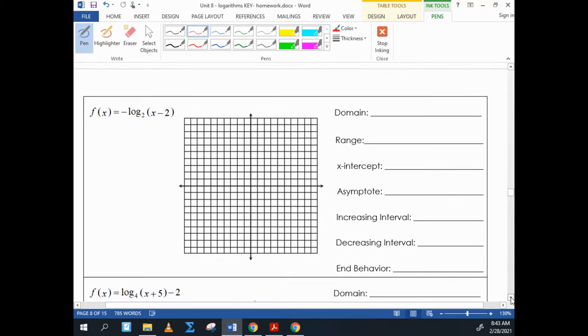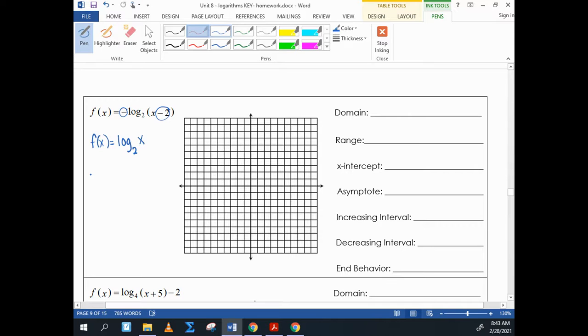This one has a horizontal shift. So again, before I graph this, I'll notice 2 things. Notice that there's a negative right there, and then notice that there's a subtract 2. Before we do that, I'm going to graph the parent function, just a really basic function. I'm going to graph log base 2 of x. That's all I'm going to graph.